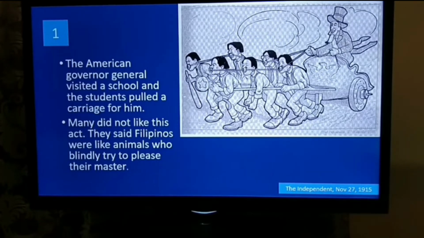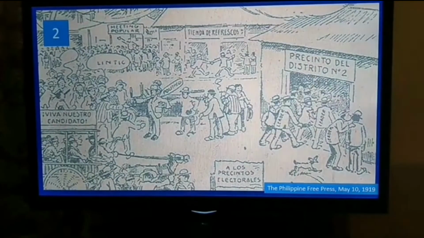Alright, so the next caricature is this. It's kind of faint, but anyway, you can see clearly if you focus your eyes. And it's from the Philippine Free Press, May 10, 1919. Wow! More than 100 years ago. Can you figure out what's happening? So you see lots of people, and there are some tags on the buildings and on the shirt of the people, and some dialogue balloons.